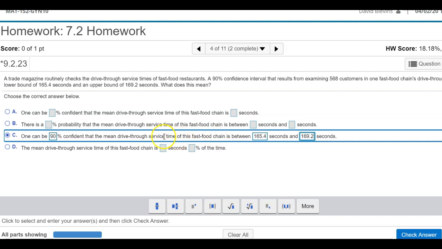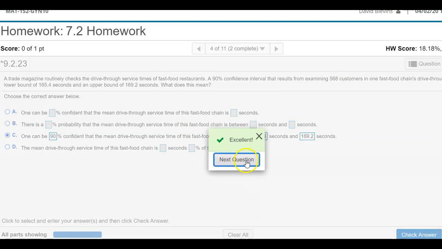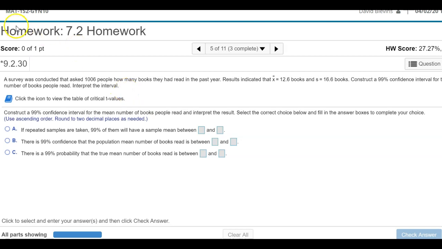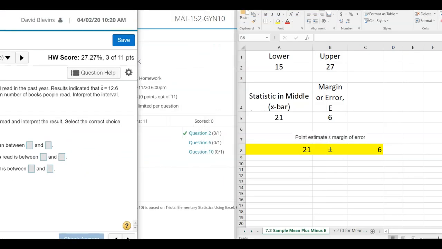I wish they would have put that in there in the answer. The mean drive-through service time of all customers, not just the 568, and that's what we've captured in here. That's what a confidence interval is. It's using a sample to estimate the population parameter. So in the last section it was percentages or proportions, and this one's means.